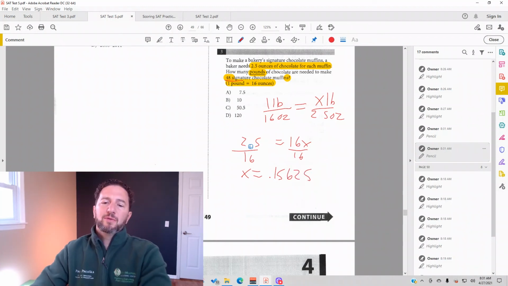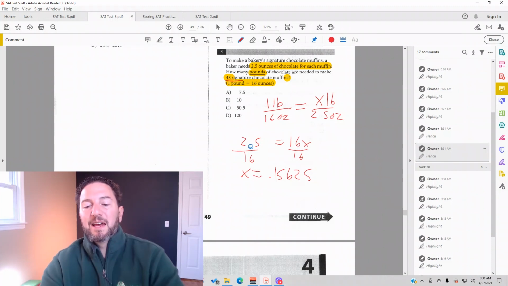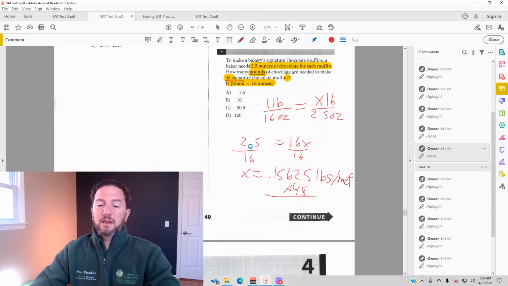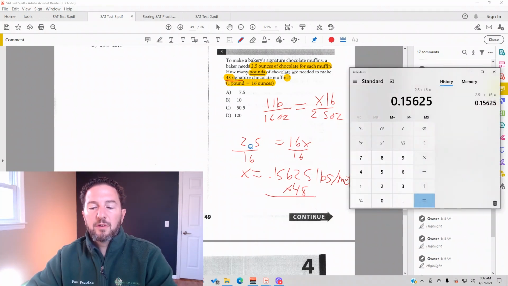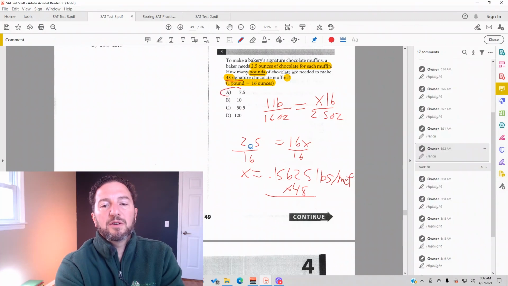And you've got to establish, hey, what do I know here now? So it's 2.5 ounces of chocolate for each muffin. That's 0.15625 pounds of chocolate per muffin. Now, if you've got pounds of chocolate per muffin and we've got 48 muffins, then we've got to multiply that by 48 and we're going to have our answer. So if we just hit times 48, we get 7.5. Answer choice A is your correct answer.